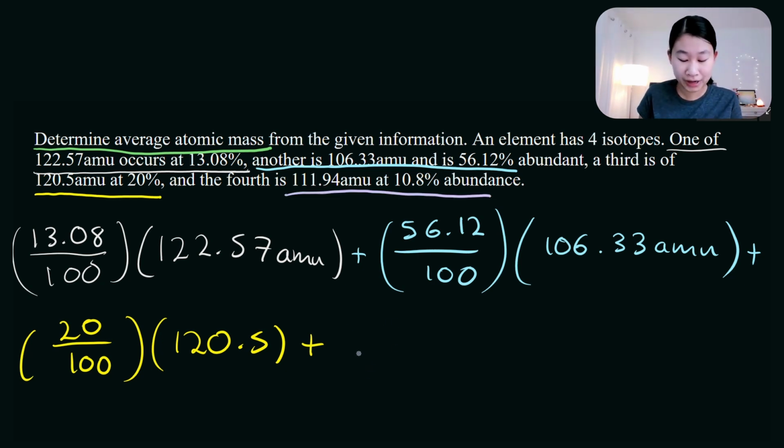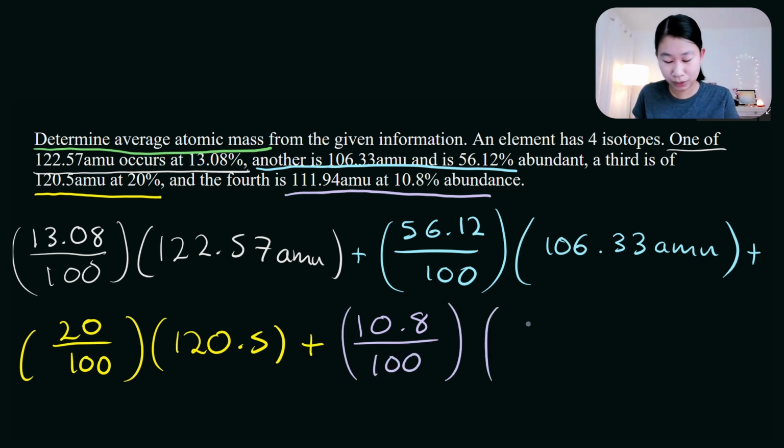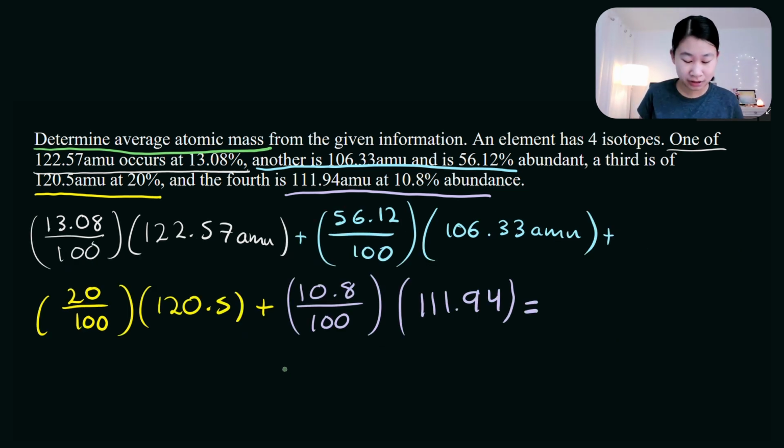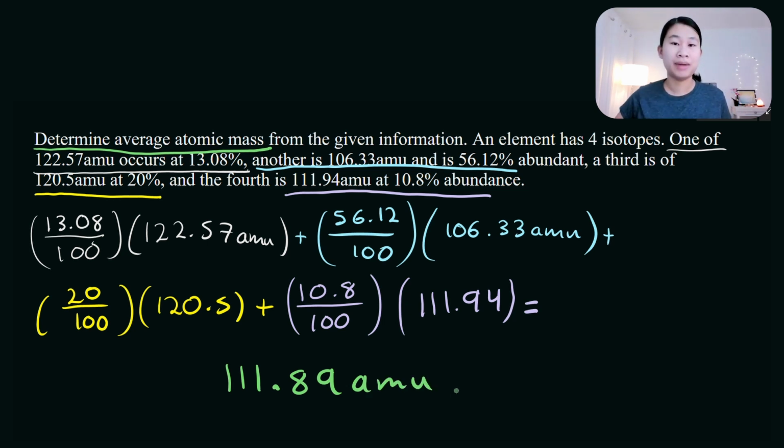Okay, so on to our fourth isotope, we have 10.8%, convert to decimal by dividing by 100, and then we have this mass. Okay, and that is all of our isotopes, and so now you can put these numbers into your calculator. When you do this, you're going to get an average atomic mass of 111.89 AMU, atomic mass units.